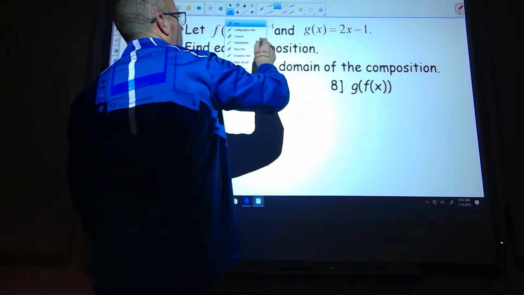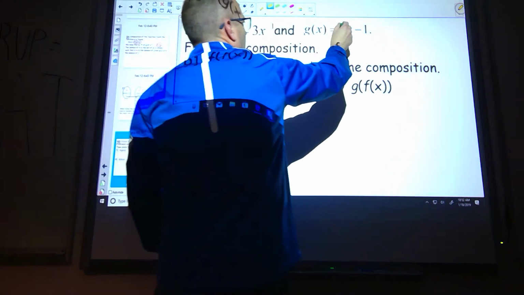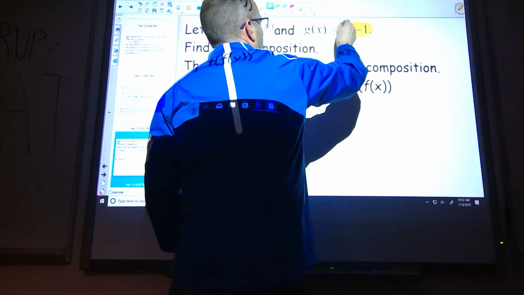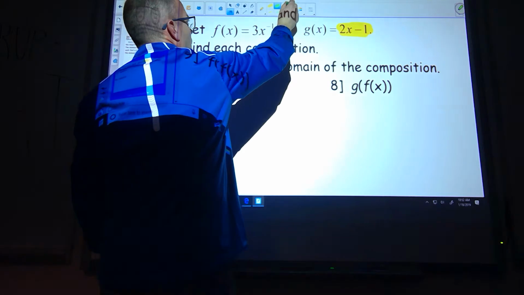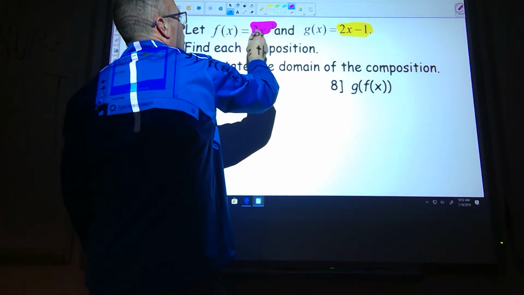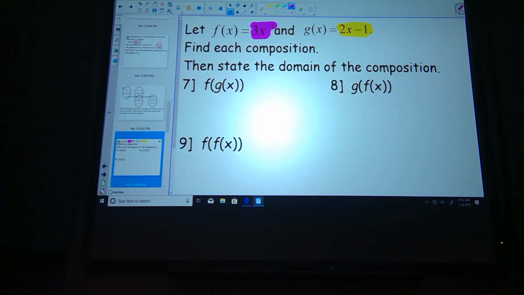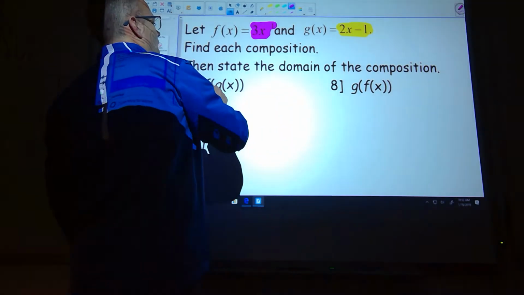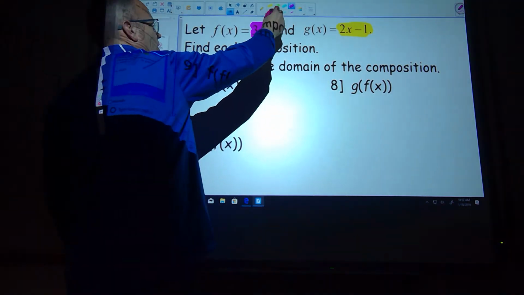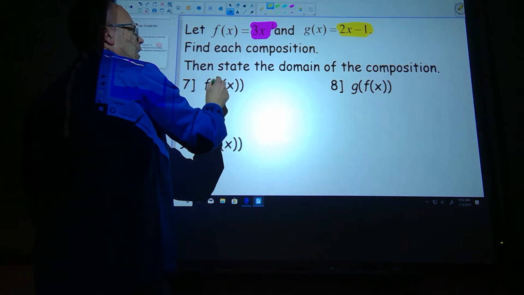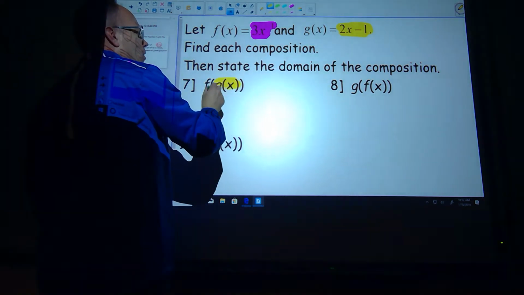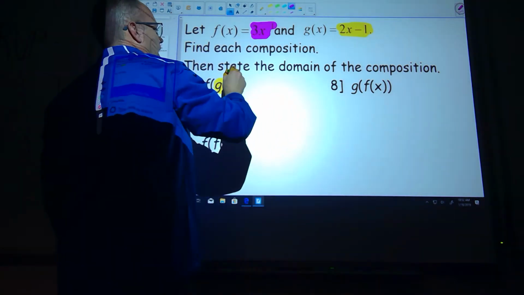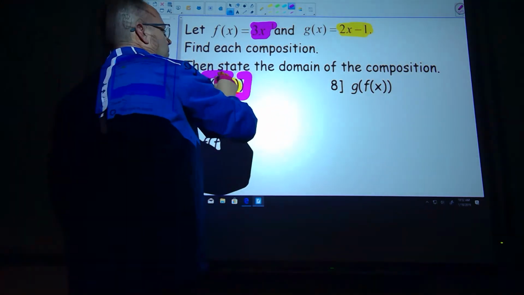See if I can do this the best way possible. I'm going to make this one yellow. Can you see that okay? I have 2 different color highlights up there. So the very first problem says I want f of g of x. That means I'm going to take g of x, which is yellow, and plug it into the purple.